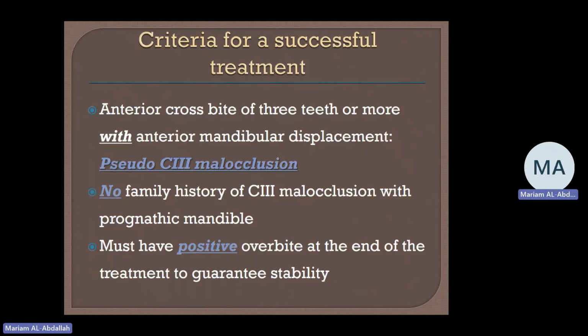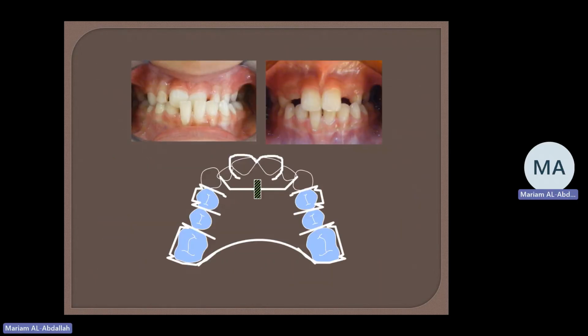So if the patient has pseudo class 3, which means that there is anterior mandibular displacement, and if there is no family history of class 3 malocclusion, and if the overbite is positive, average, or even increased, then all these criteria will tell you that the treatment could be successful using a simple removable appliance by the general dentist. As we said, the design is simple, just an anterior expansion screw. We cut the acrylic based on the segment that is being affected, and we apply the anterior expansion screw. We apply enough retentive components and a posterior bite plane, and the patient can activate this screw twice a week until the crossbite is corrected.